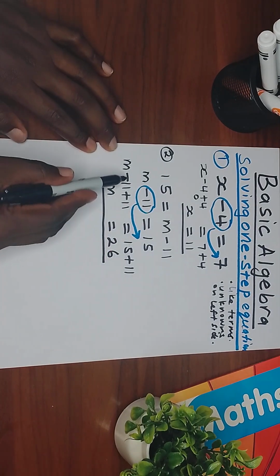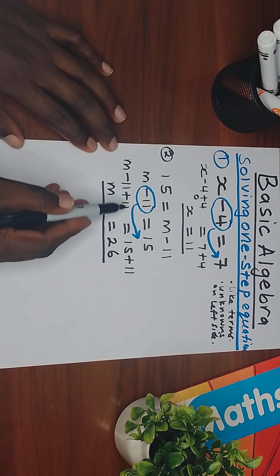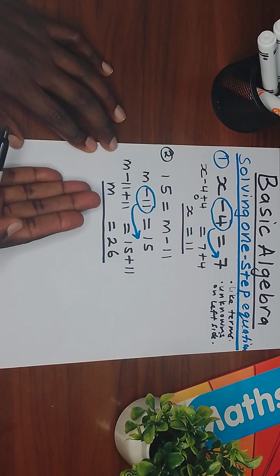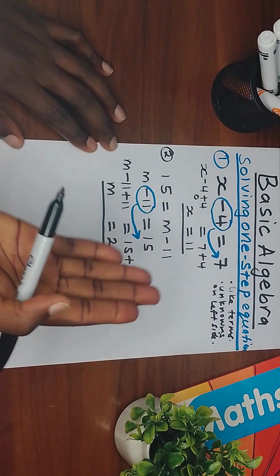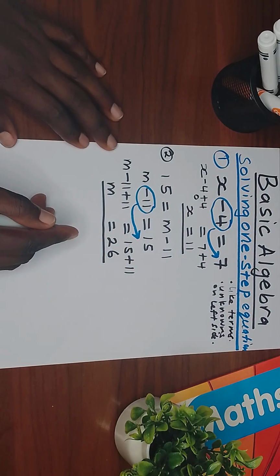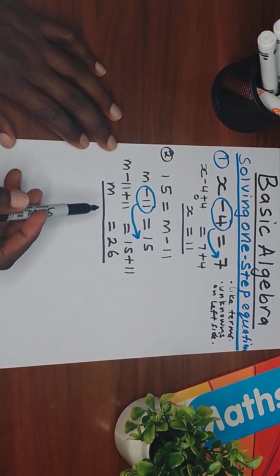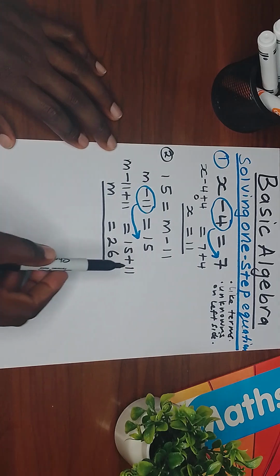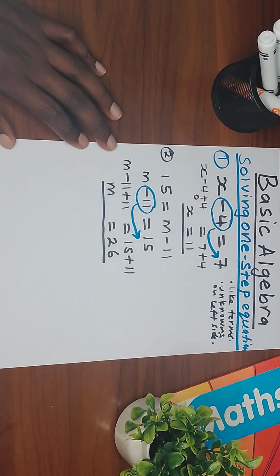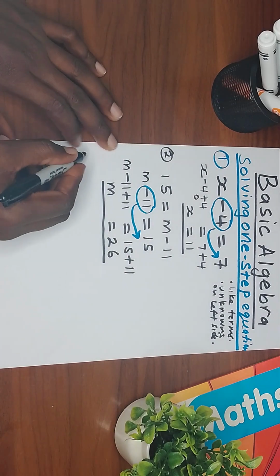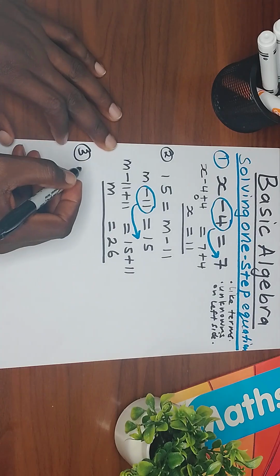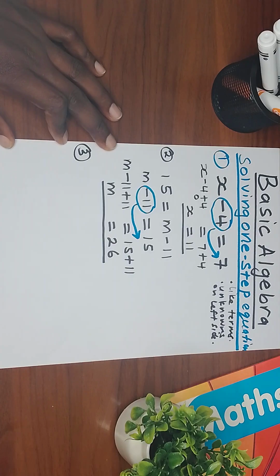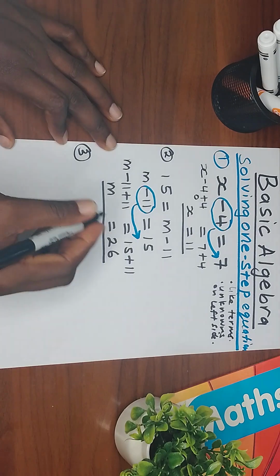Now, remember that minus 11 plus 11, that is 0. So we remain with only m. Then we add the 11 on the other side. This is collecting like terms because we are taking numbers which seem alike to the same side. Then let's look at this last example, and then I'll leave you with an activity to work out.